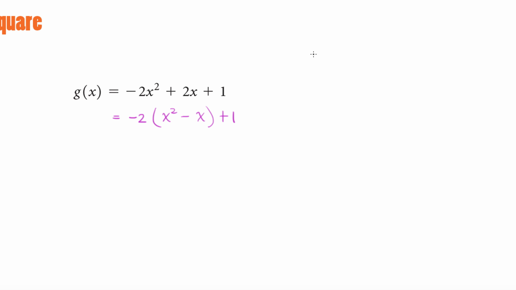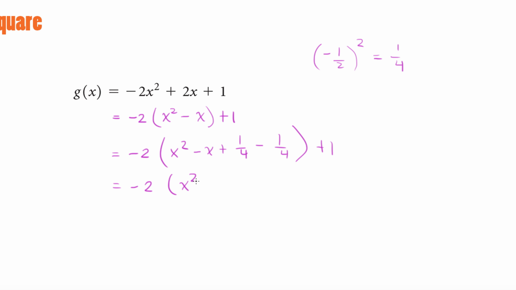Now we're going to use our b over 2 squared. So negative 1 over 2 squared is positive 1/4. So we have negative 2 x squared minus x plus 1/4 minus 1/4 plus 1. Now again, in order to take out the negative 1/4 outside the parentheses, you need to distribute. So negative 2 times negative 1/4 plus 1.